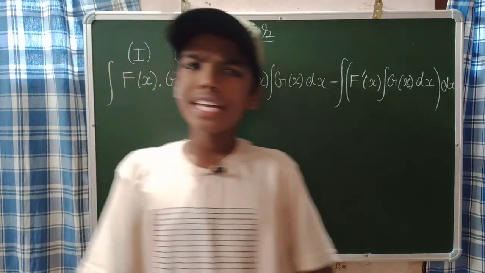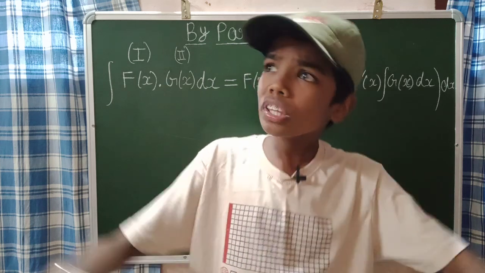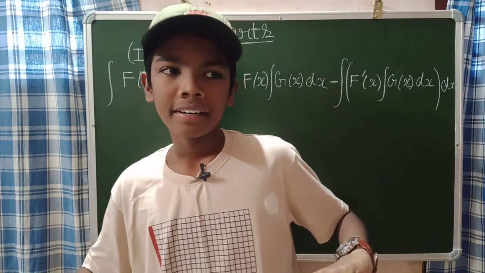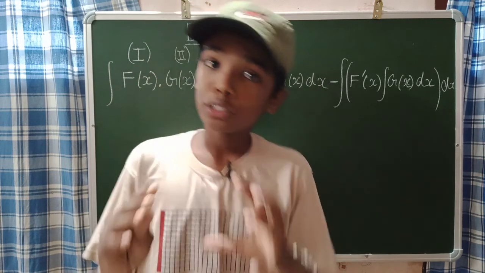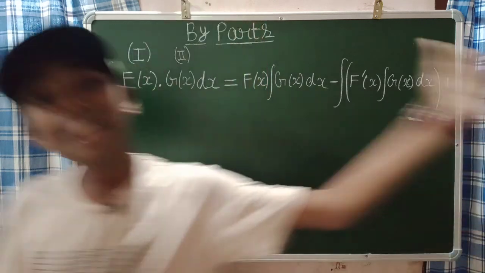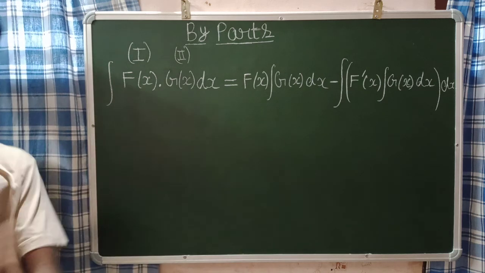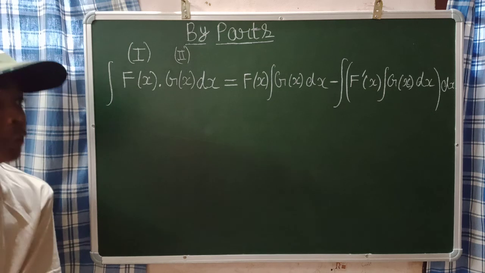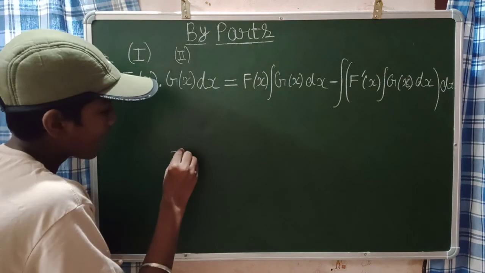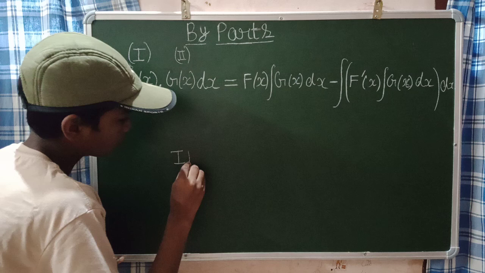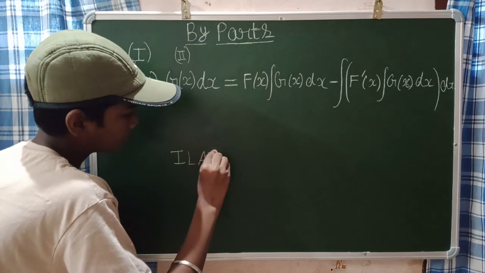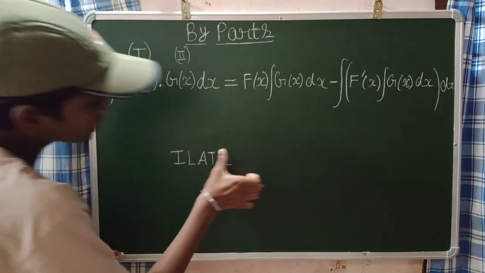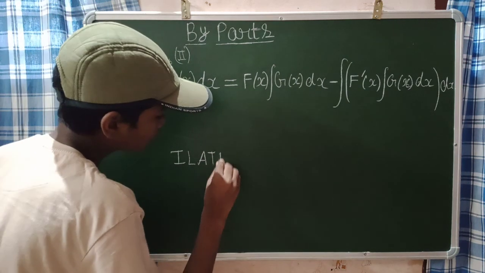Now, as you guys are inquisitive, you will ask me: if both the functions are easily integrable or directly integrable, then what would I do? There is also a rule for it. If both the functions are easily integrable, you will use a rule known as the ILATE rule. Guys, a very important rule. What is this ILATE rule?